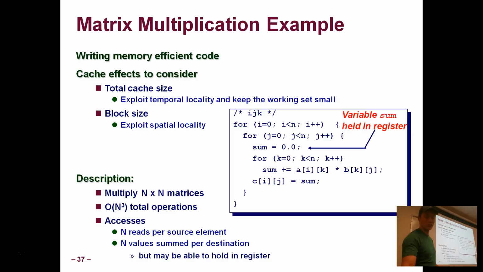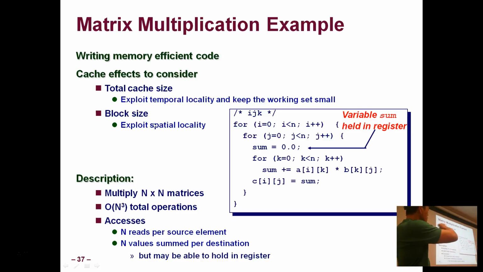So this is the loop. For I, J, and K, you're going to go through and sequence through these arrays. I'll show you visually the way it's done. But when you want to multiply an n by n matrix, this is an order of n cubed number of operations. For each element, you have n reads per source element as you go through this n by n computation. And then n values are summed per destination. So the two things that we want to consider are the cache size. How can these matrices be fit into the cache? And then the block size.